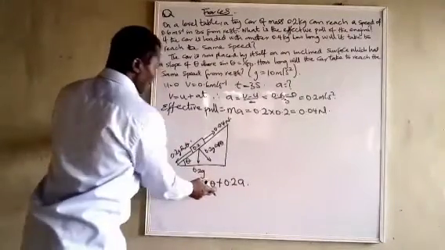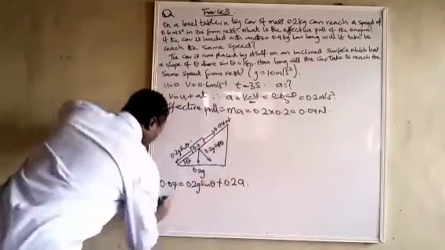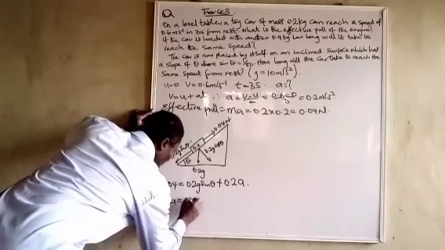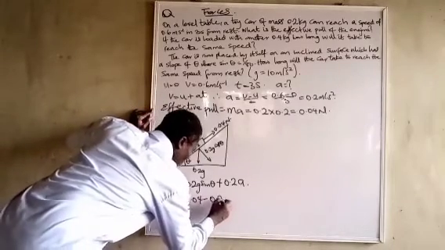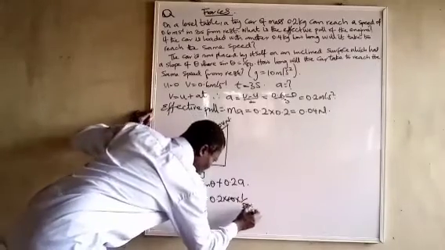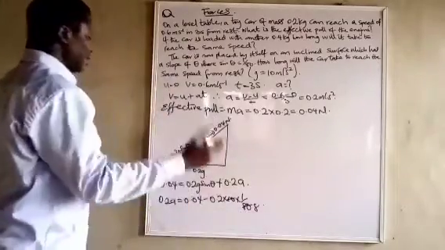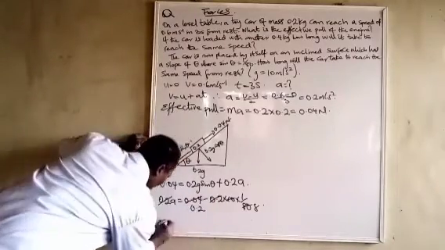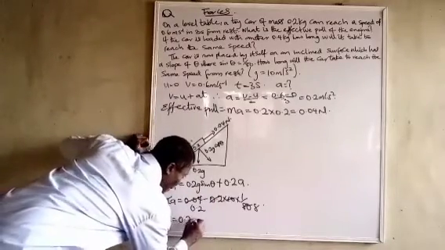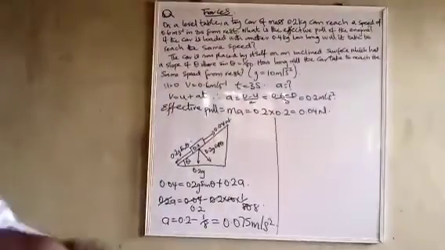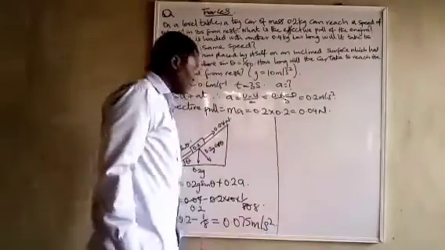And we have been told that sin theta is equal to 1 over 8. So 0.2a is equal to 0.04 minus 0.2 times 10 times 1 over 8. Let's divide through by 0.2. So a is equal to 0.2 minus 1 over 8, and that is giving me a equal to 0.075 meters per second squared.